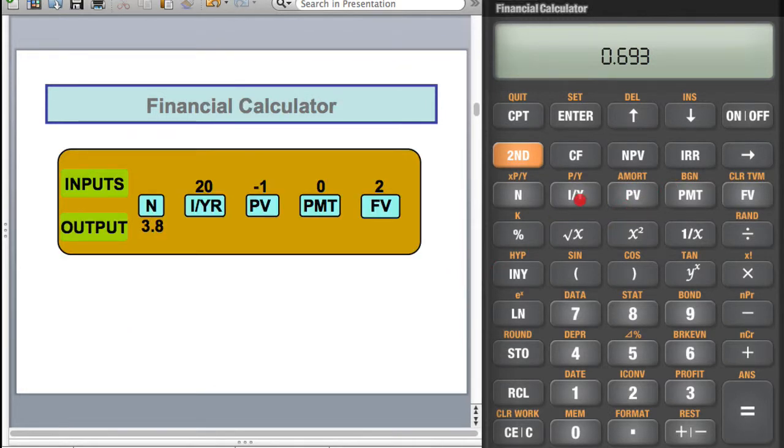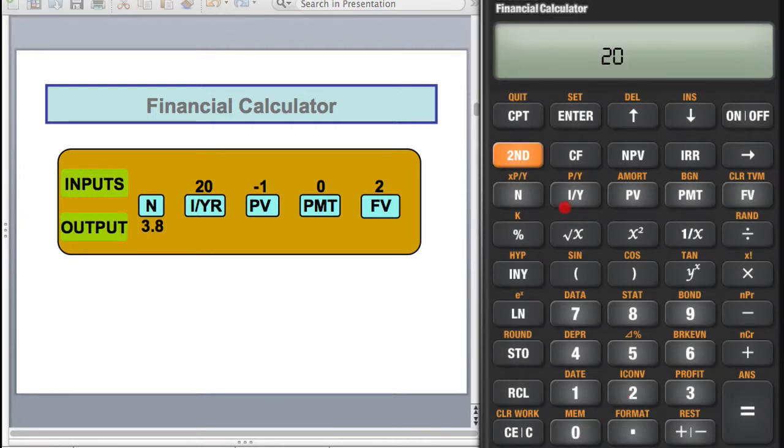How would we do that? These are the time value of money keys: number of years, interest per period, present value, the payment per period, and the future value. The output N equals 3.8, and that's why it's written below the N key. So that is our solution. So we're not going to enter 3.8. The interest rate per year is 20%. So it's 20, and hit I/Y here. Remember not to hit the I/Y button first and then 20. You hit the value first and then the corresponding function key.